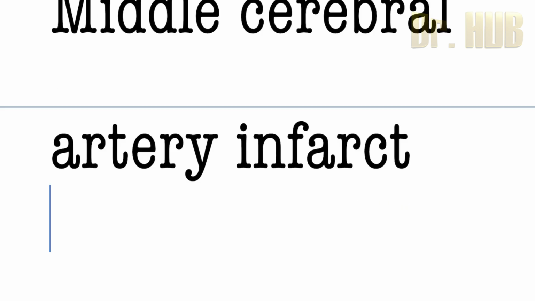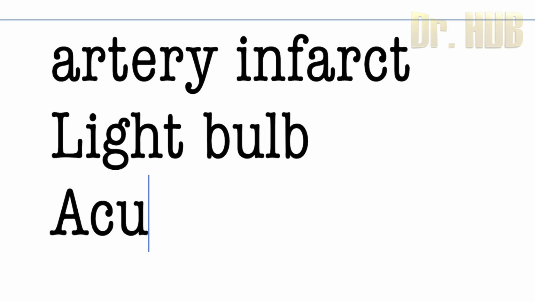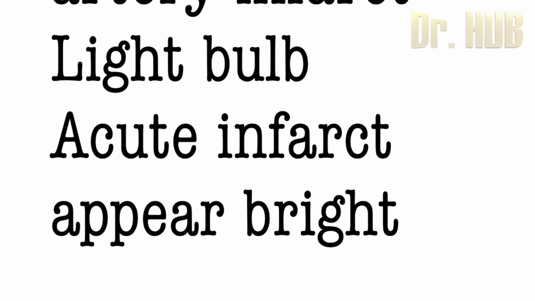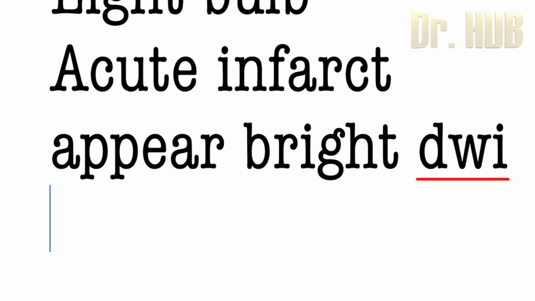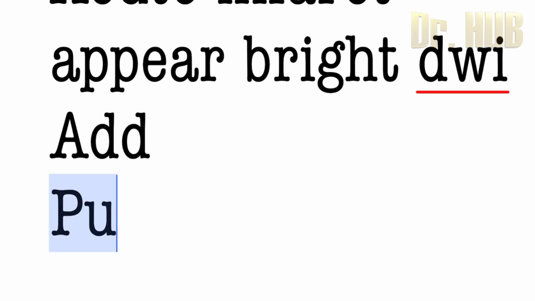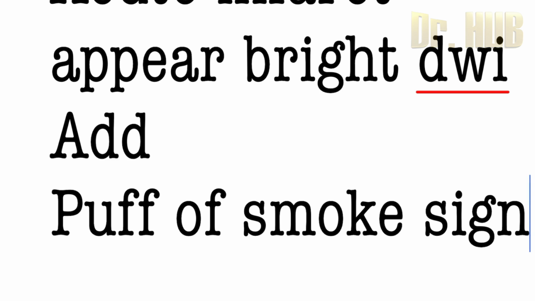Next we move on to the middle cerebral artery infarct. Then comes the light bulb sign. The light bulb sign is nothing but an acute infarct. It appears bright on the DWI, that is diffusion weighted imaging. It appears dark on the ADC, that is apparent diffusion coefficient. And there is also presence of the puff of smoke sign.